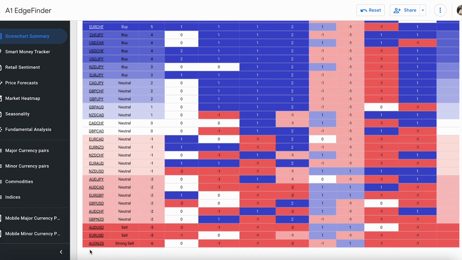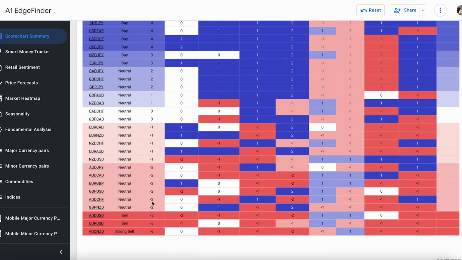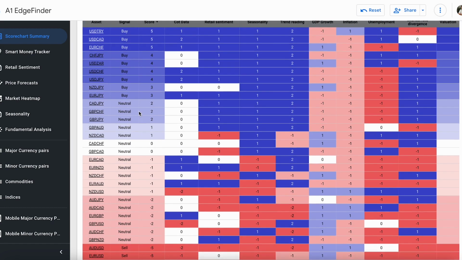For example, Aussie New Zealand, which is a strong sell, -6. This market is definitely trending downwards. Now, like I just said, once you get into this -2 +2 range, it's safe to assume that it will continue to trend that way, either up or down. But of course, nothing is guaranteed with the markets.